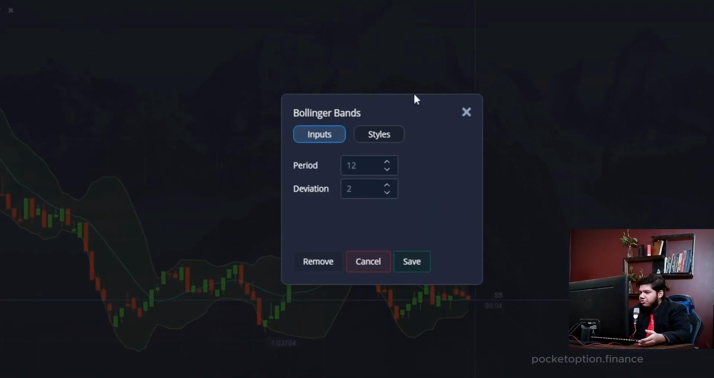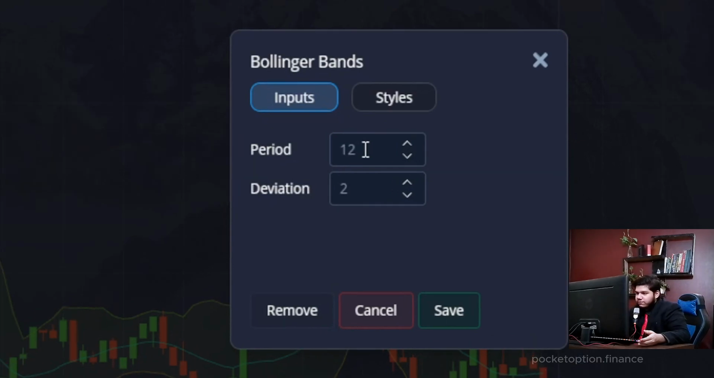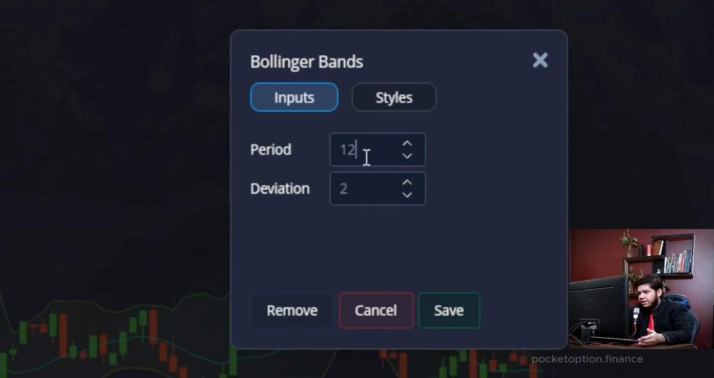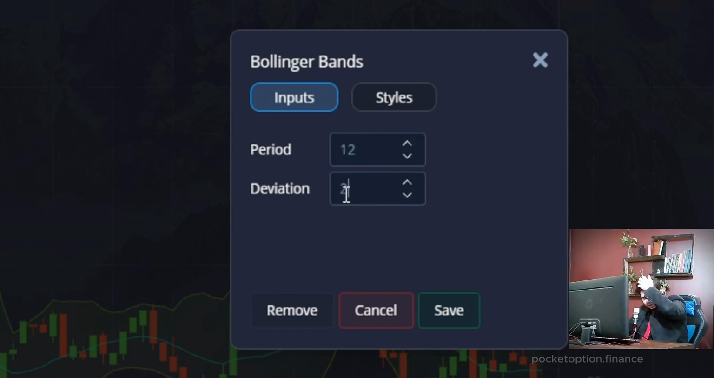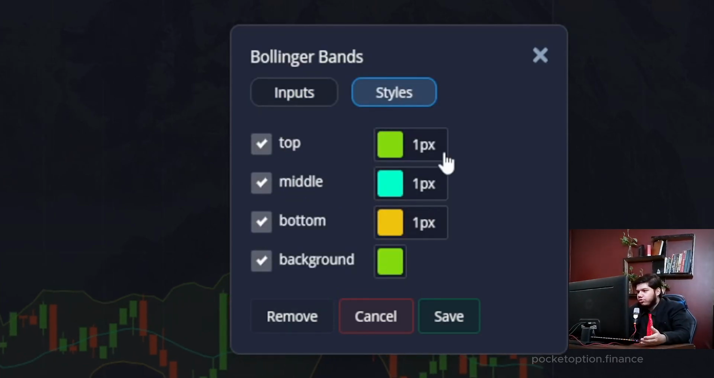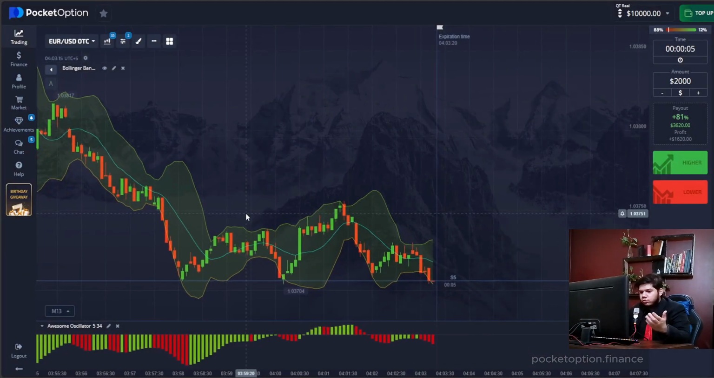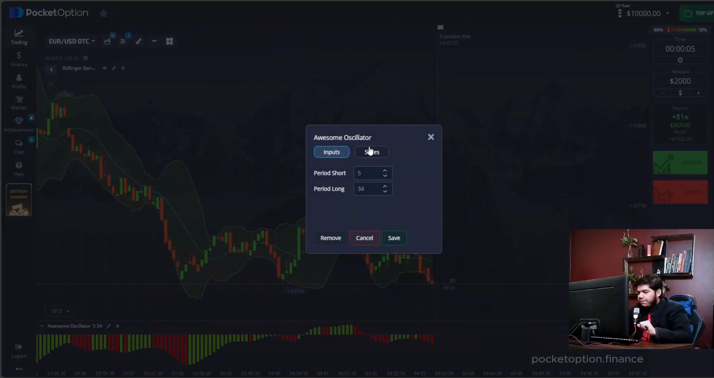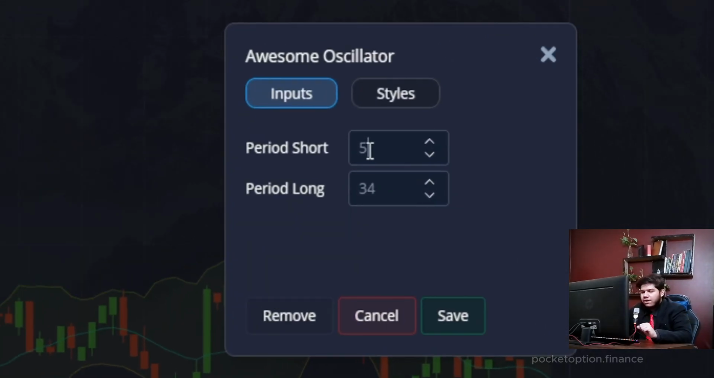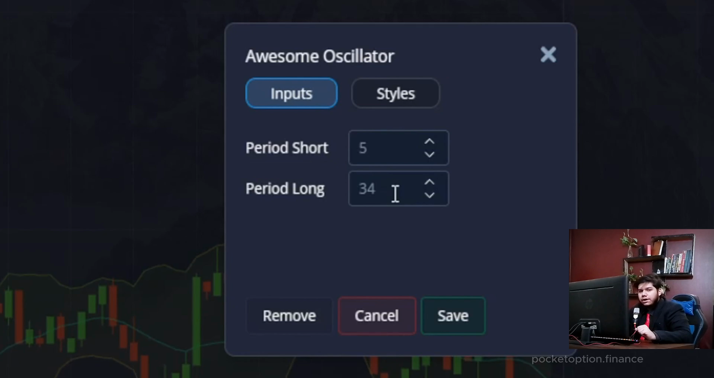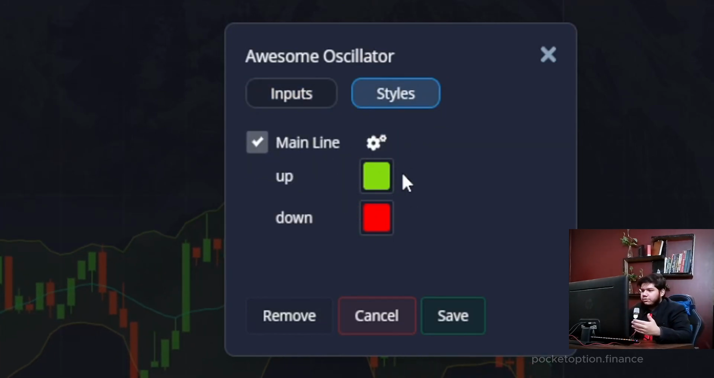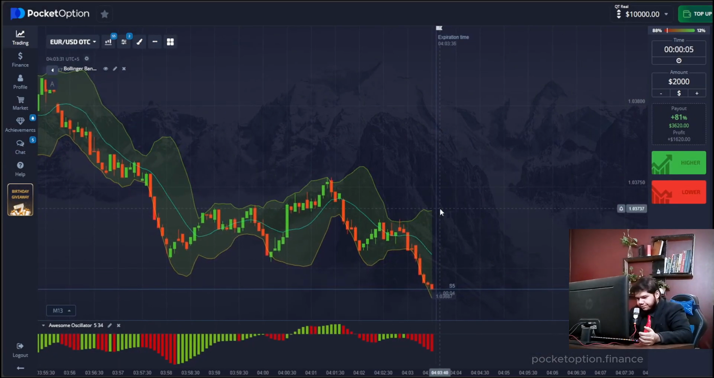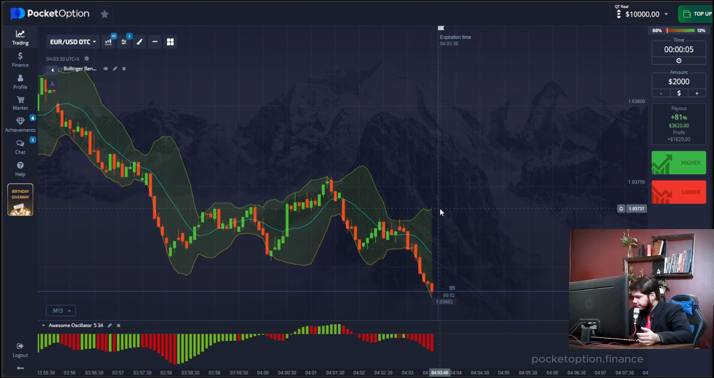The Bollinger Bands attributes: the period will be 12, and the deviation will be 2, and the styles you can adjust according to your comfort. Click the save button. Now let's come towards the Awesome Oscillator. The short period will be 5, the long period will be 34, and the styles are up to you guys, I have put it green and red. Click the save button.